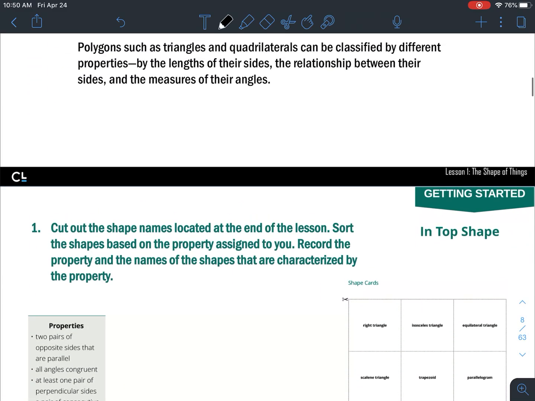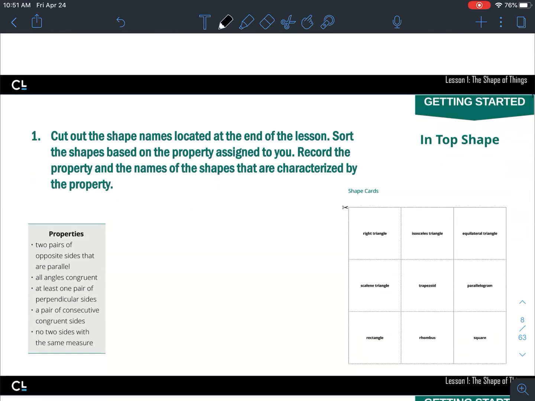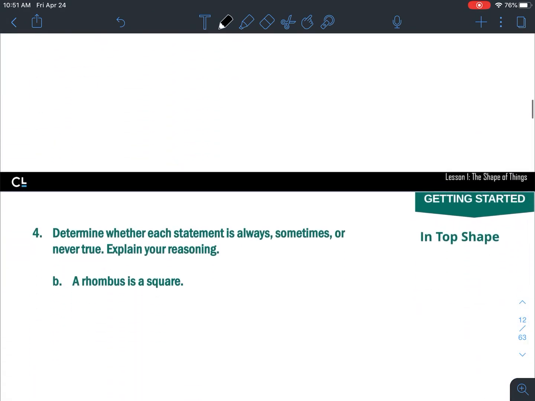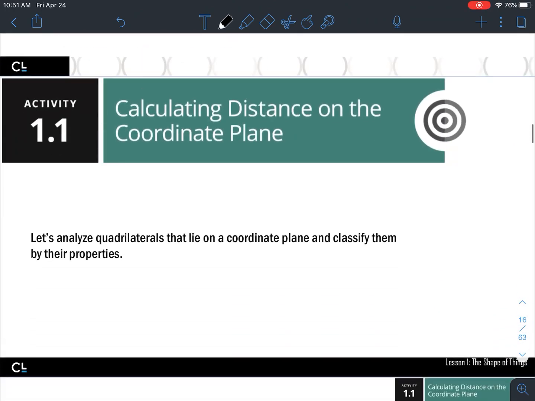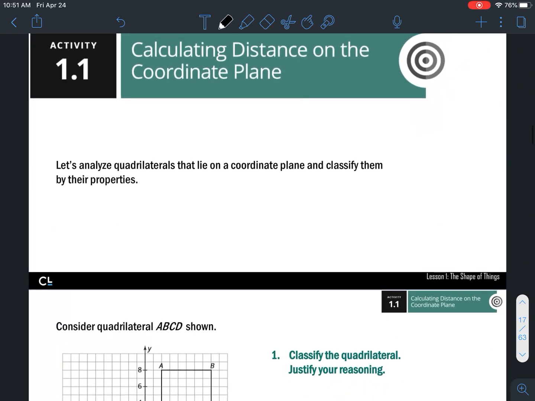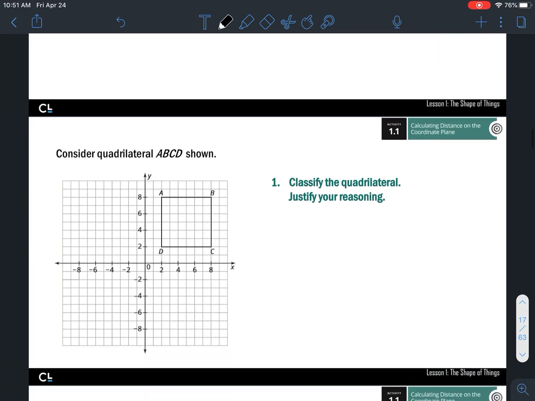Okay. Now, let's see if I want to go over this one. We're not going to do the warm-up. We're just going to go straight into activity 1.1 because they're asking us to cut things, and I'm not going to have you guys trying to print and cut things. So, calculating distance on the coordinate plane. Let's analyze quadrilaterals that lie on a coordinate plane and classify them by their properties.